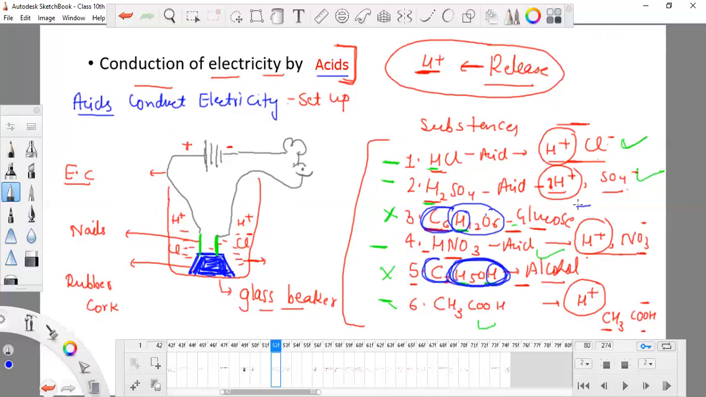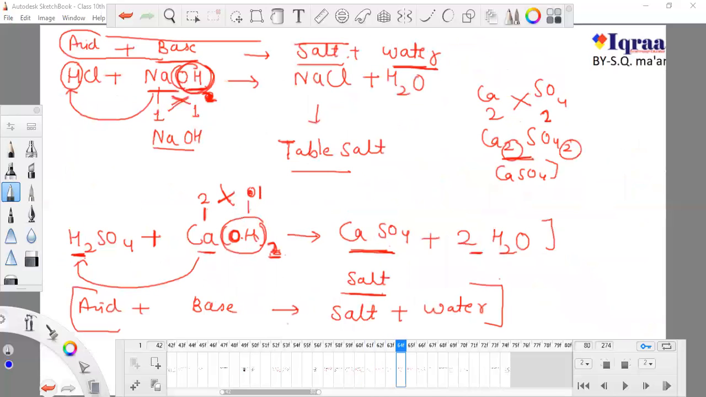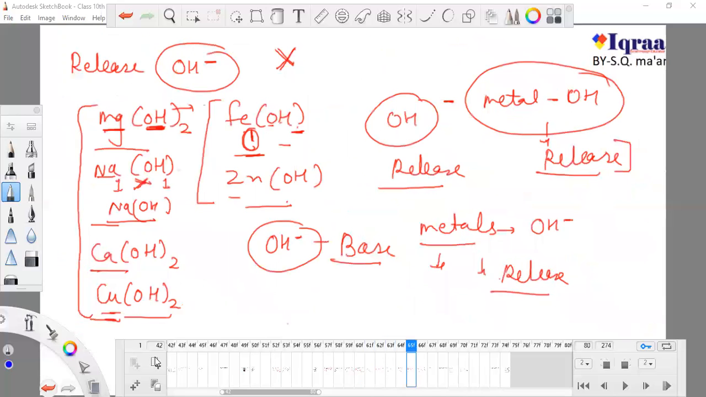That's why glucose is neither acid nor base. It can neither release H nor release OH. Alcohol is neither acid nor base because alcohol cannot release H plus and cannot release OH minus. Despite having H and OH, they can't release them. That's why they are neither acids nor bases.